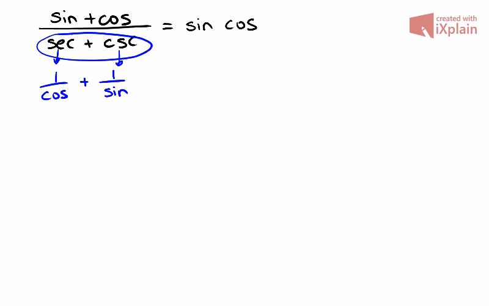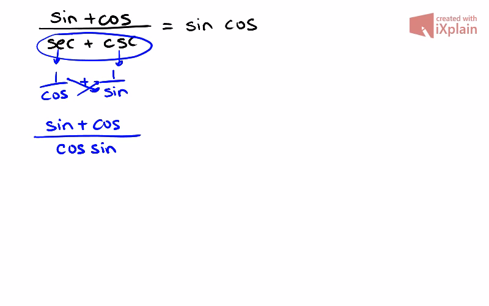Now I'm adding, the bottoms do not match, so I need to cross multiply. 1 times sine is sine, bring down the plus from the middle. Cosine times 1 is cosine. That is all over bottom times bottom, which is cosine times sine. Okay, sine plus cosine, that's not 1. They have to be squared for it to equal the trig identity. So this is the bottom.